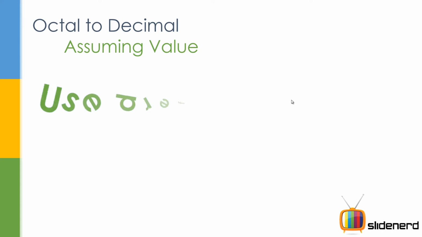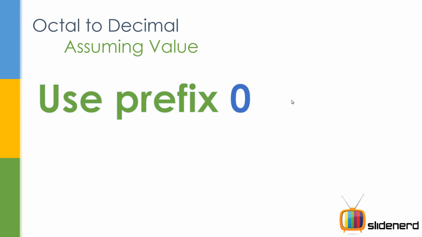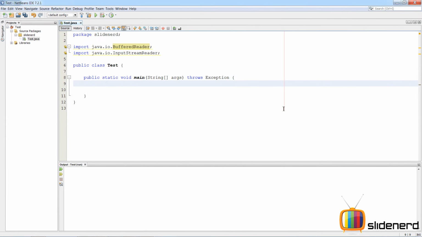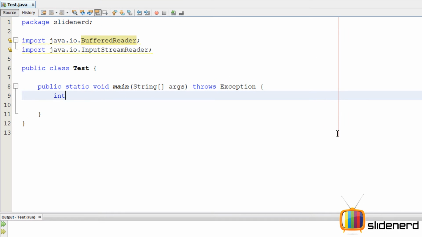Assuming a value, then use a prefix zero. Now if you guys are wondering what this means, let's go to NetBeans and see. So now we are going to assume a value. We say int x equals 54, but this is going to be a decimal number. If you want to make this an octal number, put a zero over here. This is called the prefix.